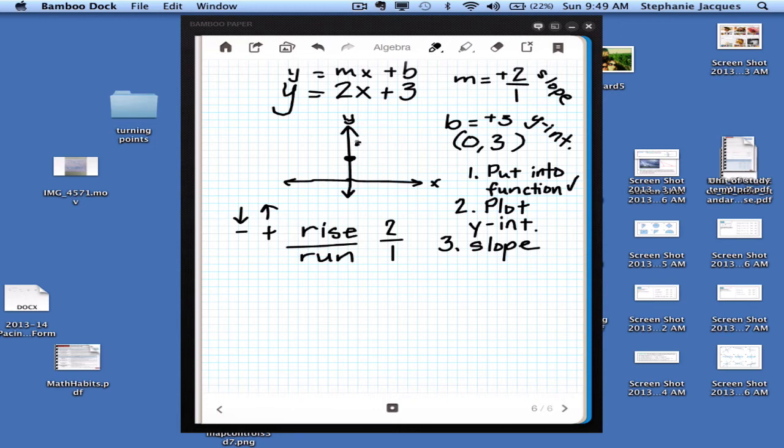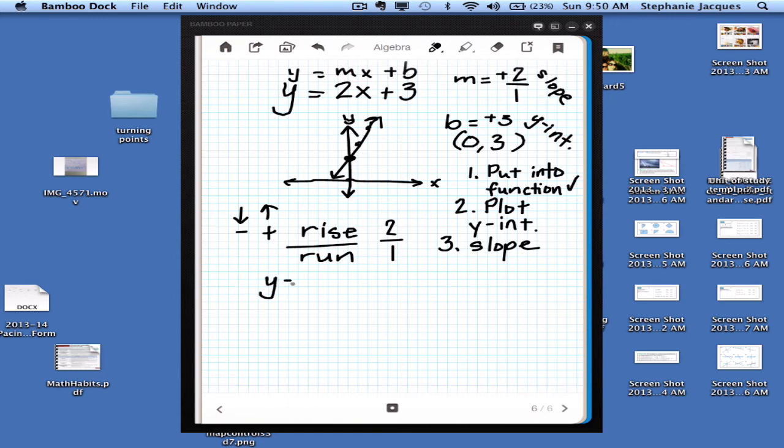So I can keep going if I'd like, so up 2 over 1. Up 2 over 1, I can keep going, but I already have enough points to make a nice line. So I'm going to go right through. A little hard on this screen, I apologize for that. So now I have my graph of a line. And that's how you graph using slope-intercept. Let's try another example.